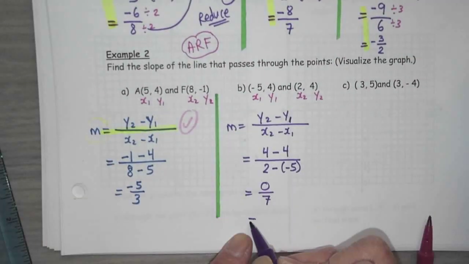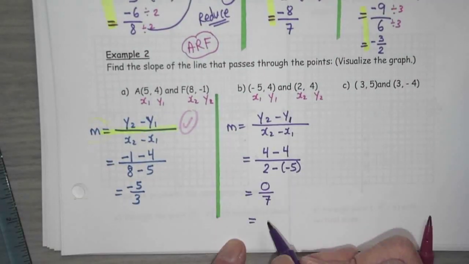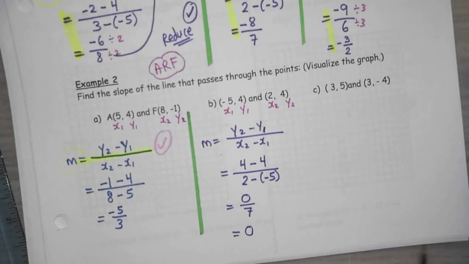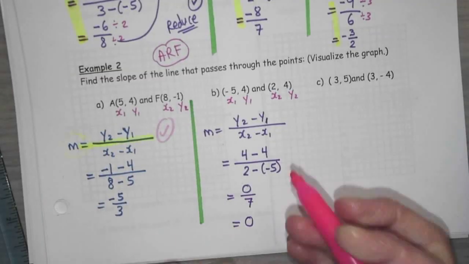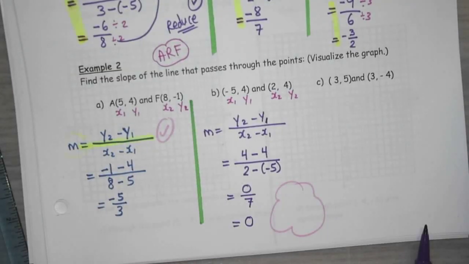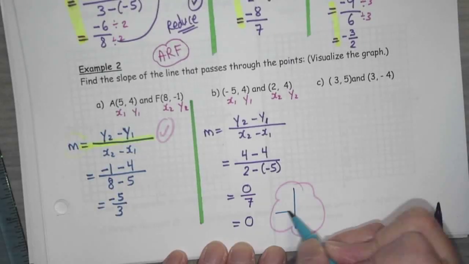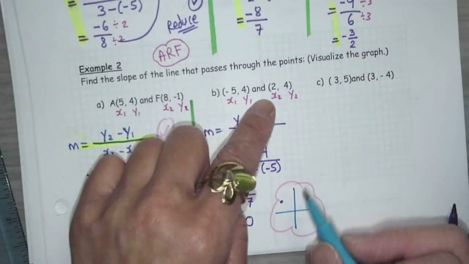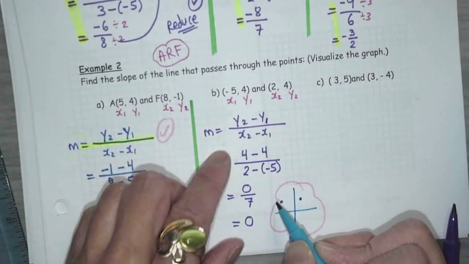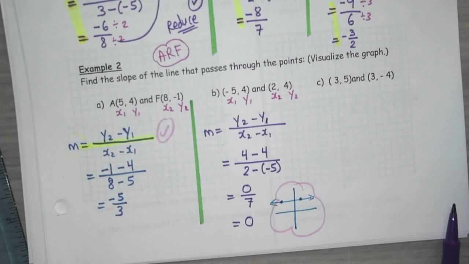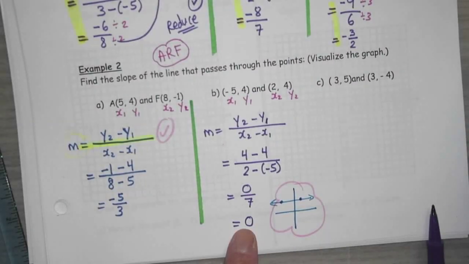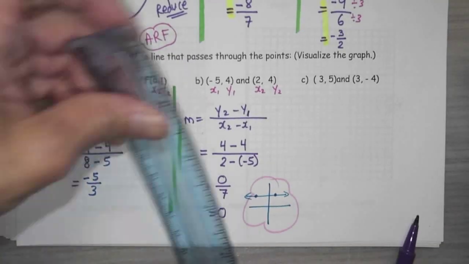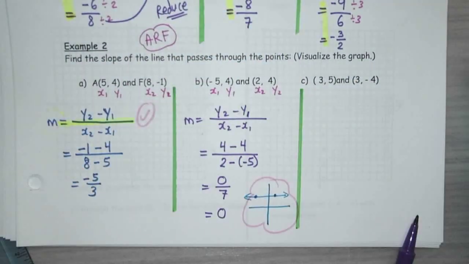0 divided by anything. So if I have 0 things, I'm dividing it by 7, everyone gets 0. So that is a 0 slope. And we know what that looks like. So when we visualize that, can you see what's happening? If I visualize this, I'm picturing negative 5 along the x, 4 along the y. This is 2 along the x and 4 along the y. It ends up being a horizontal line. That's why it's a horizontal slope, 0. So if you visualize those 2 points, they are beside each other. And that's why I said try to visualize the graph.